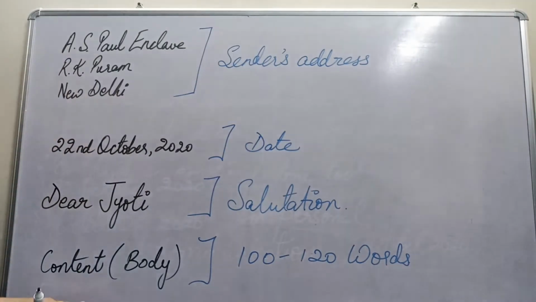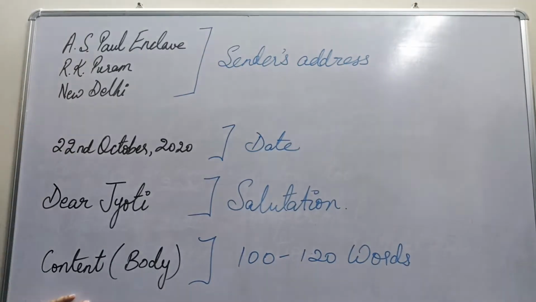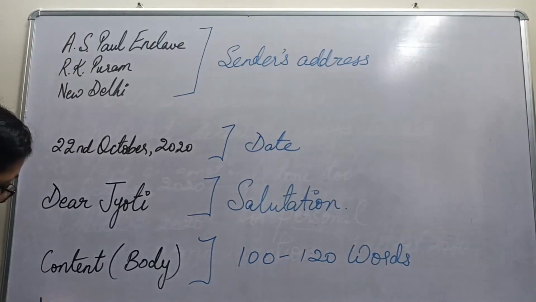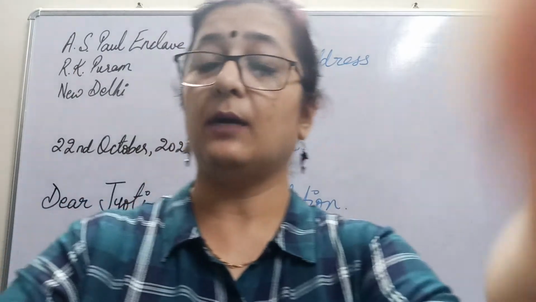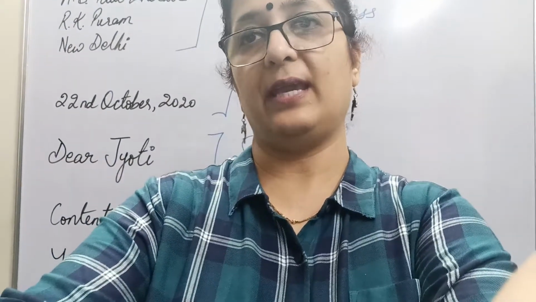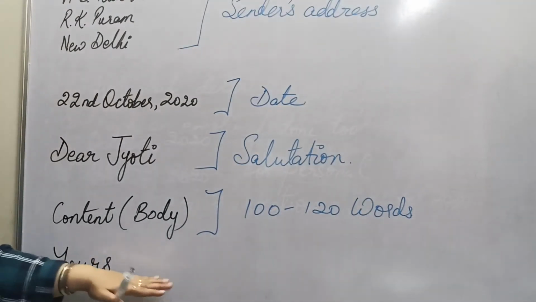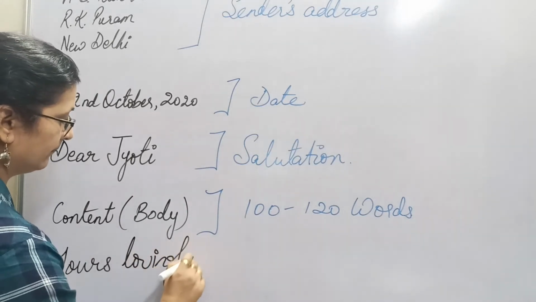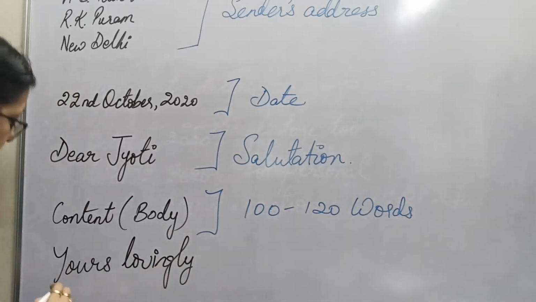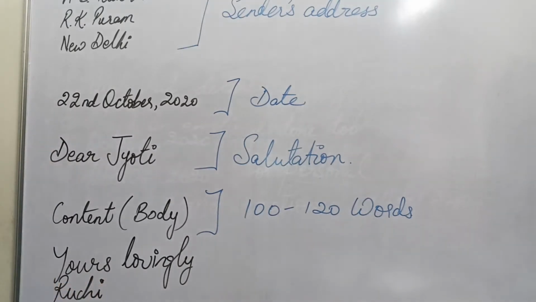Okay. Now the ending part, where we just end by writing down our name: Yours lovingly, without an apostrophe. Children generally tend to make a mistake of writing apostrophe S there. Apostrophe S is absolutely not required. I hope that yours is visible. Yours lovingly. And then just your first name. My name is Ruchi, so I am going to just write my first name here.